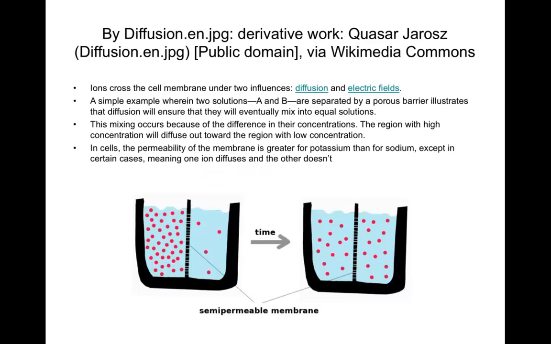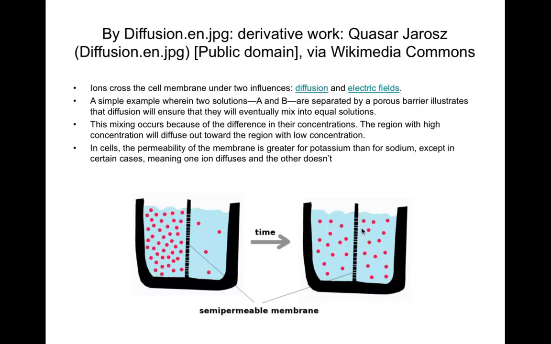Here is a better figure about what happens in general when we have a semi-permeable membrane. In this example, we have two solutions, solution A and solution B. We have a porous boundary or a porous barrier in between them. Because the barrier is porous, eventually the elements from solution A will diffuse through the boundary into solution B and vice versa until we get equal solutions on either side of the boundary.